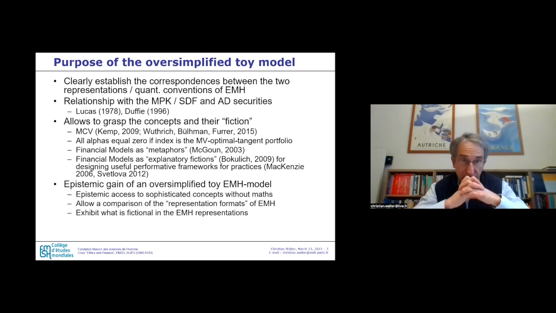So, for example, I think about the relationships between the Arrow-Debreu securities in the context of general equilibrium theory, the AD securities, and the market pricing kernel, the MPK, or stochastic discount factor of Lucas and Duffie.